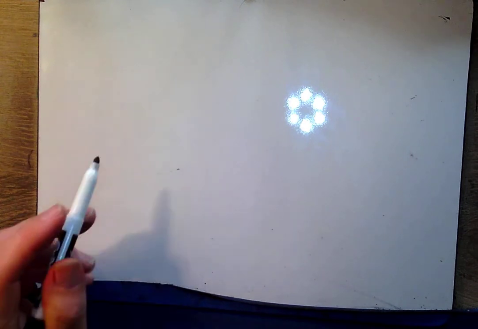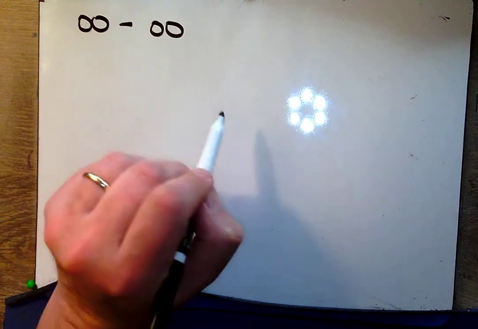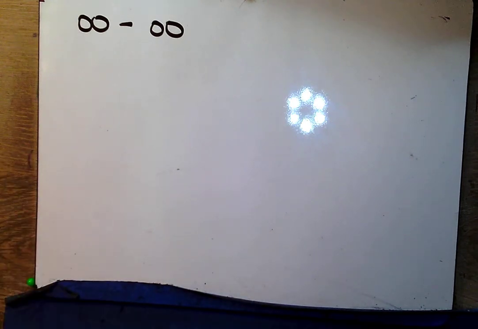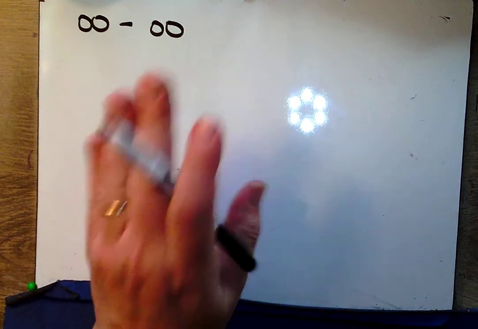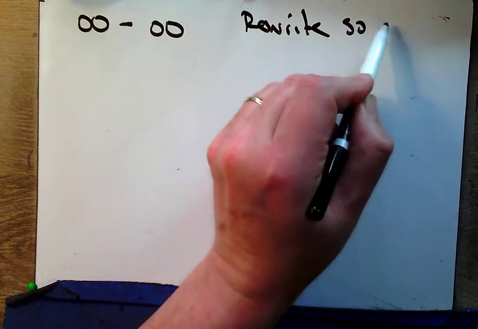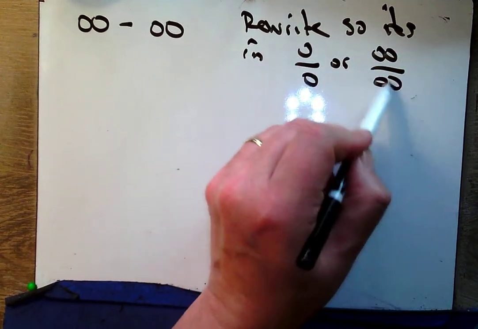Okay, so how about this next form? Okay, we've done the 0 times infinity situation. Well, we've got some more to look at. This one's a favorite. Infinity minus infinity. Is it infinity? Is it 0? Is it 7? I don't know. It's situationally dependent. So what I know is that somehow I have to rewrite this so it's in 0 over 0 or infinity over infinity.